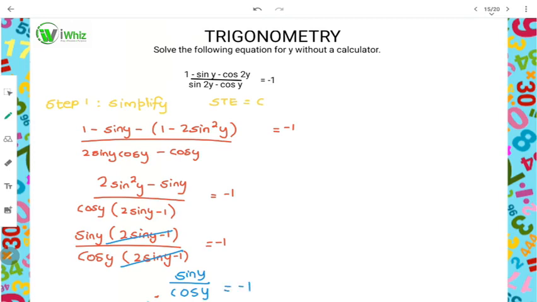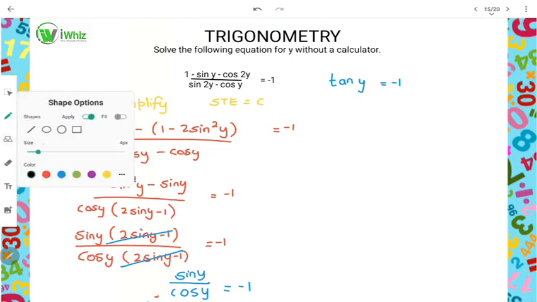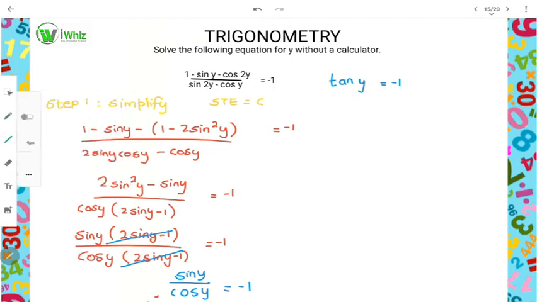What is sin y over cos y, or sin theta over cos theta? That's right, wizards. I end up with the identity tan y equal to minus 1. So what have I achieved? I can now find a reference angle. So let's try to find a reference angle.